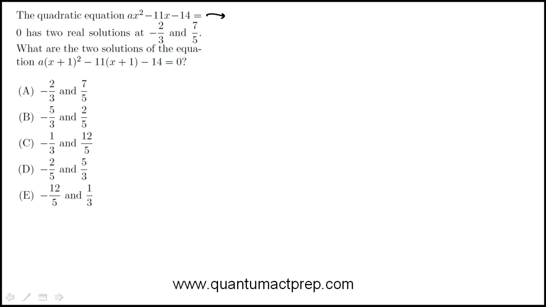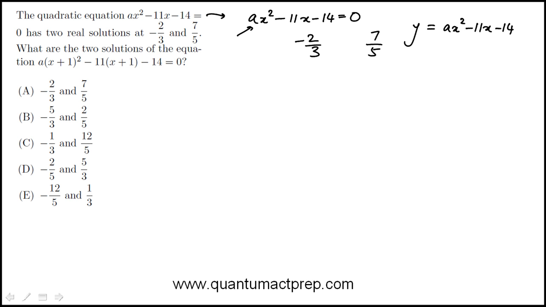So here we're given this quadratic equation, and we're actually not given the coefficient of the x squared term, but we're told that the two roots are minus 2/3 and 7/5. So let's look at the corresponding equation of the parabola. And actually, the argument doesn't depend on whether a is positive or negative, but let's say a is positive. And the two roots are minus 2/3 and 7/5.